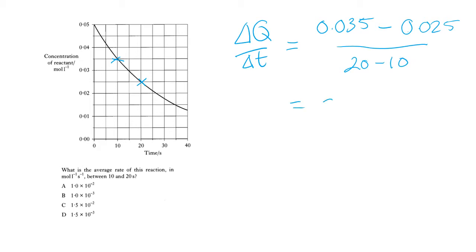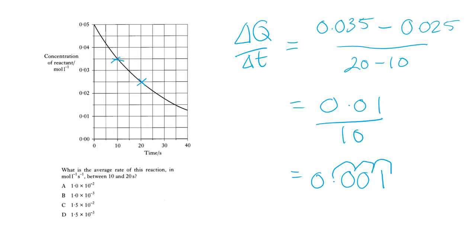And our change in time is just 20 minus 10. So this works out as 0.01 divided by 10, which is 0.001. And that is equivalent to 1 times 10 to the minus 3, because 1, 2, 3. And so our answer is B.